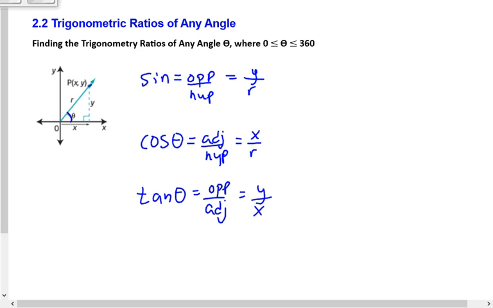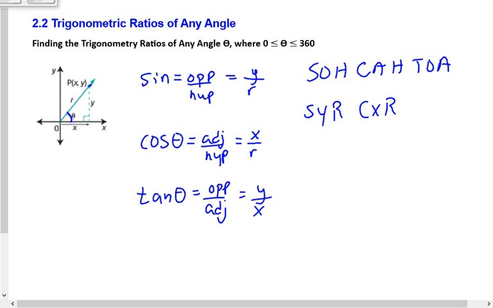Okay, usually when we're working with primary trig ratios with a 90-degree angle or a right triangle, we usually remember SOHCAHTOA. So sine is opposite over hypotenuse, cos is adjacent over hypotenuse, and tan is opposite over adjacent. When we're working with reference angles, what we're going to remember is SIR, COXER, TIX. So sine is always going to be equal to the ratio of y over r, cos is going to be x over r, and tan is going to be y over x.